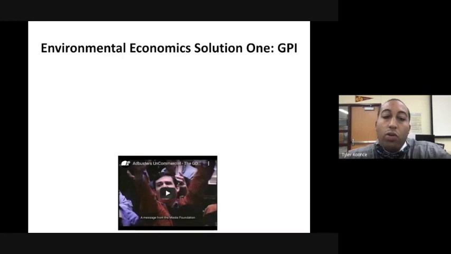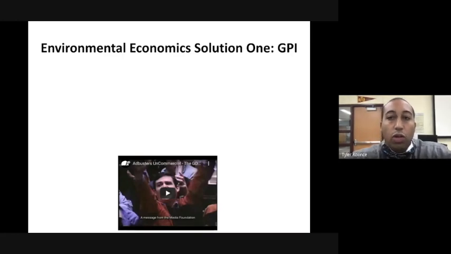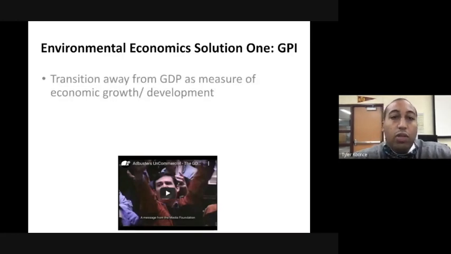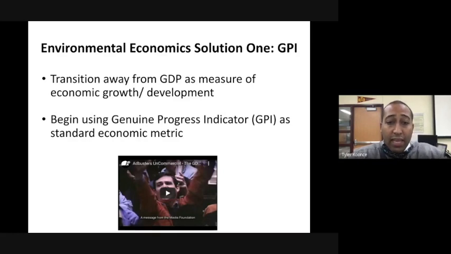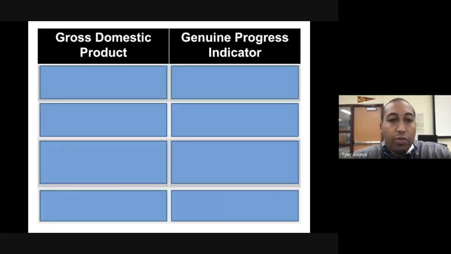So now I'll go over a couple of solutions. Solution number one is to transition away from GDP as a measure of how well an economy is doing, whether it's developed or not. Get away from that measure and begin using the Genuine Progress Indicator, or the GPI, as the metric that we use. There are a couple of differences, and this would be a good chart to put down in your own notes.